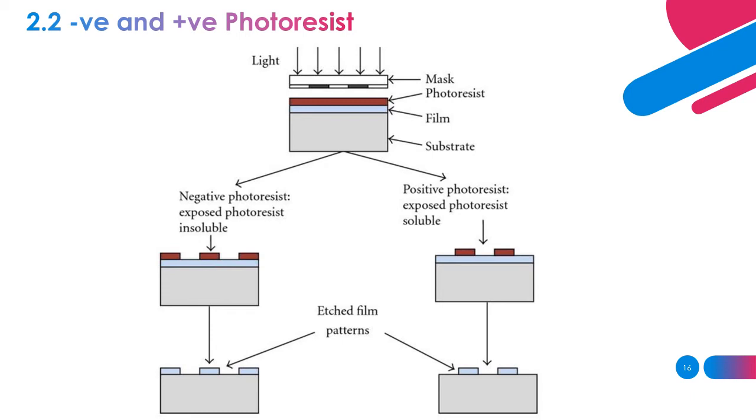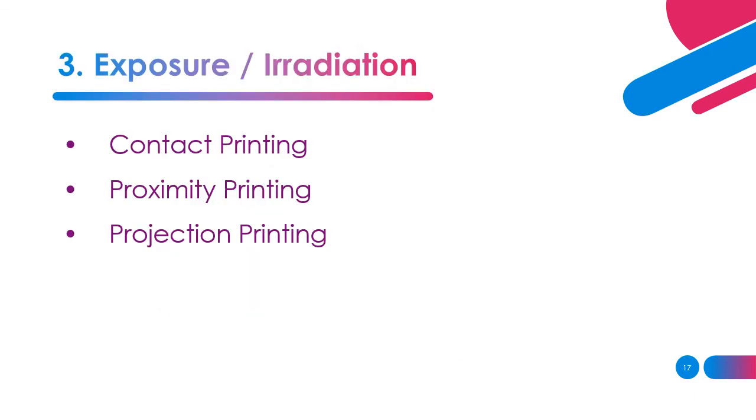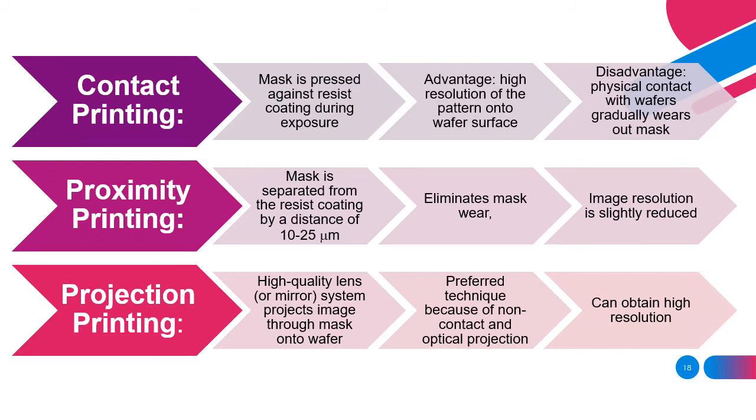In exposure and irradiation, there are three types of printing: the first is contact printing, then proximity printing, and projection printing. For contact printing, the mask is pressed against the resist coating during the exposure. The advantage is the high resolution of the pattern onto the wafer surface, but the disadvantage is that the physical contact with the layer will gradually wear the mask.